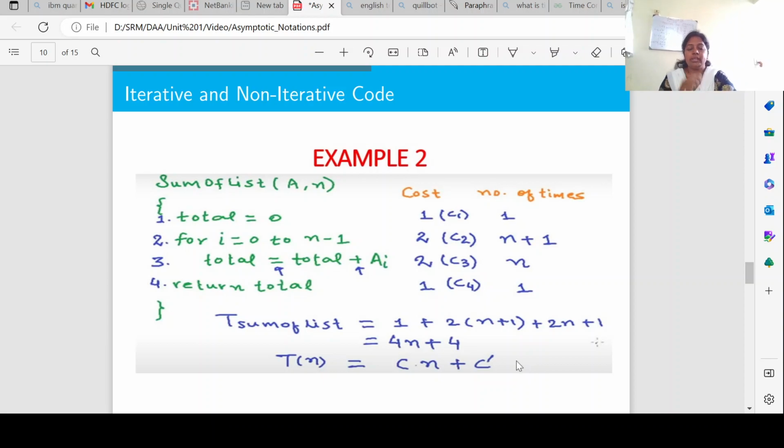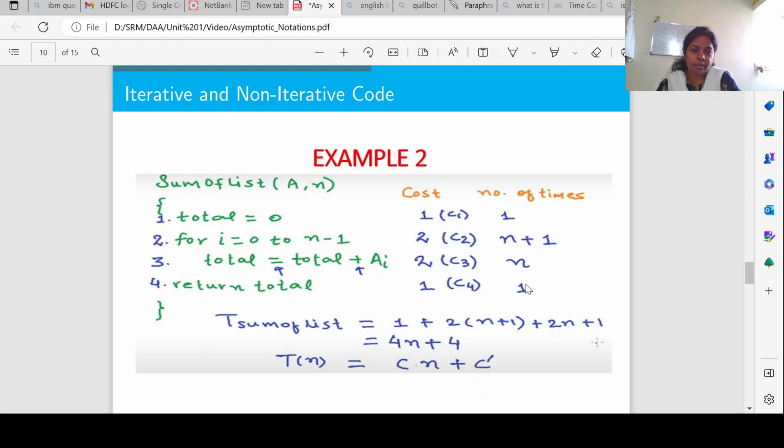Here I am showing the detailed step count for this algorithm. Sum of list a comma n, total equal to 0. The cost for this statement is 1 unit of time. For i equal to 0 to n minus 1, the cost for this step is 2 units of time, because 1 is for assignment and 1 for comparison. The cost for the statement total equal to total plus a requires 2 units of time, 1 for the assignment operation and 1 for the arithmetic operation. And the return statement takes 1 unit of time. These are the costs for each individual statement.